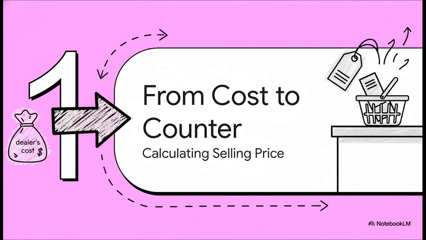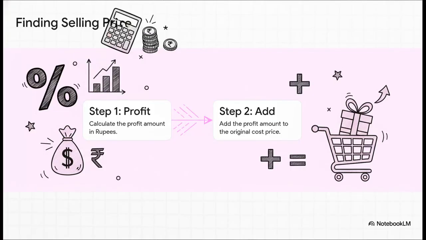All right, first things first, before we even think about taxes, we have to figure out what the dealer is actually going to sell the item for. This is step one, the journey from the dealer's cost to that price tag you see on the shelf. And it's a pretty simple two-step deal. First, we have to turn that 10% profit into an actual rupee amount. Then, we just add that profit right onto the original cost. Easy enough, right? Let's look at the numbers.